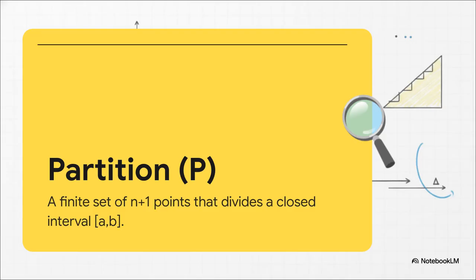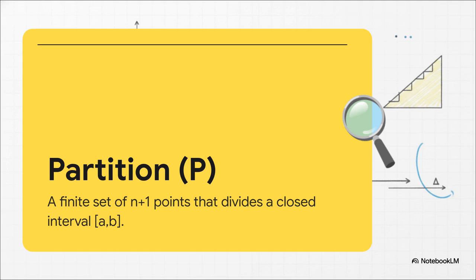Okay, picture an uncut loaf of bread sitting on your kitchen counter. It has a definite beginning and a definite end, right? But to really deal with the whole loaf, we have to cut it up. And that brings us to our very first key definition, a partition. A partition is basically just a mathematician's way of making systematic cuts along an interval.